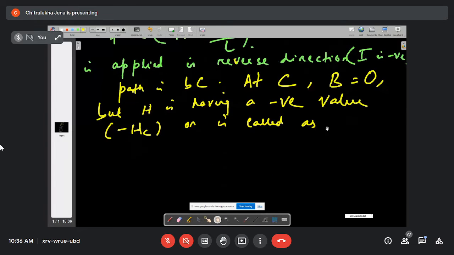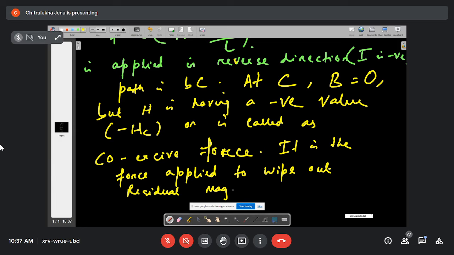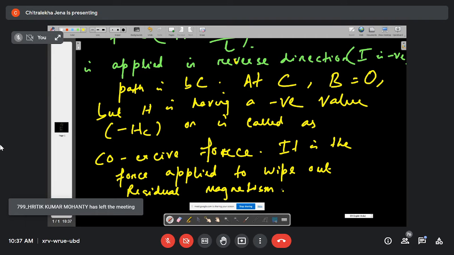Suppose you get a short question: define coercive force. How will you define it? It is the force applied to wipe out the residual magnetism. Are all of you writing or not? Yes, ma'am. Force applied to wipe out what? Residual magnetism. Okay, this is all about number 5.